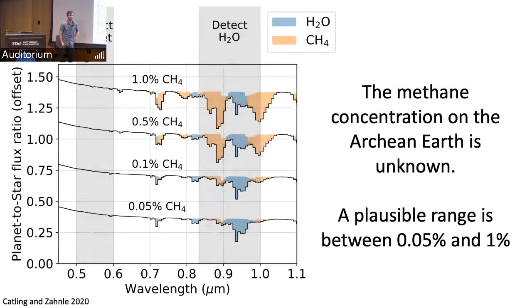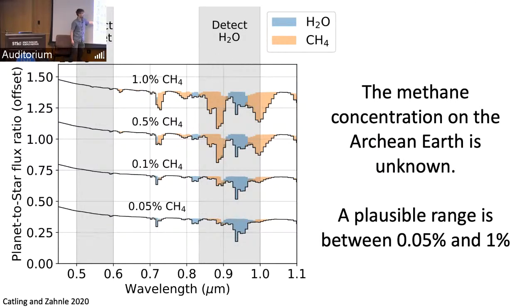We don't know the methane concentration on the Archean Earth a few billion years ago. Plausible ranges are between 0.05% and maybe 1%. So this plot here is just a couple different Archean Earths in reflected light with different methane concentrations.